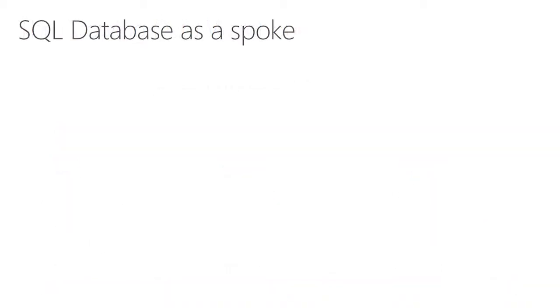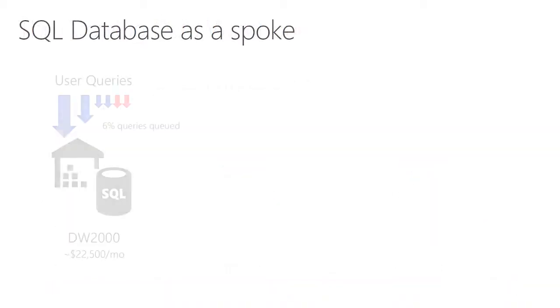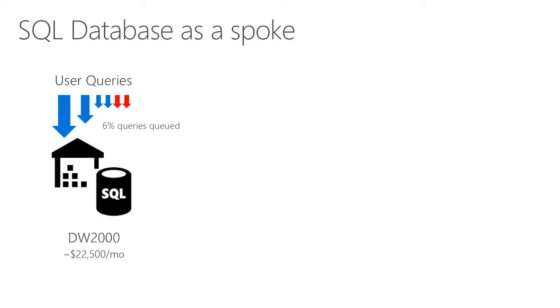Now let's talk about using SQL Database as a spoke. Now, as we discussed before, our customer could keep increasing the DW level. However, she's still finding that a portion of her queries are being queued. And this is because the long-running queries, which really need all of the resources, and the short-running queries, which may not use as much of the resources of the MPP system, are all sharing the same system. We find that 6% of the queries are being queued.